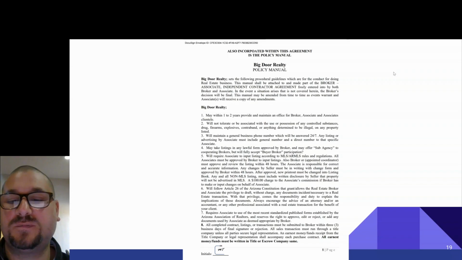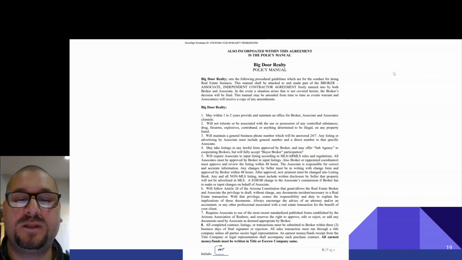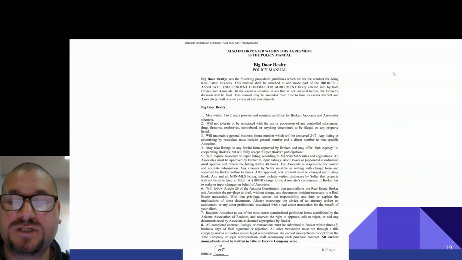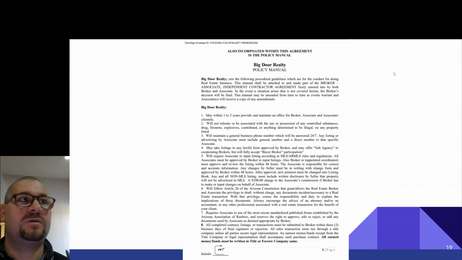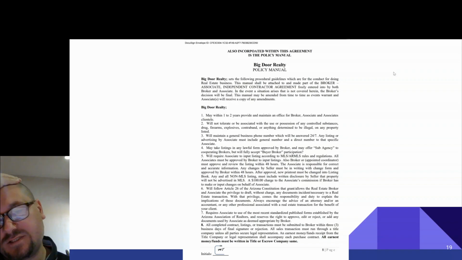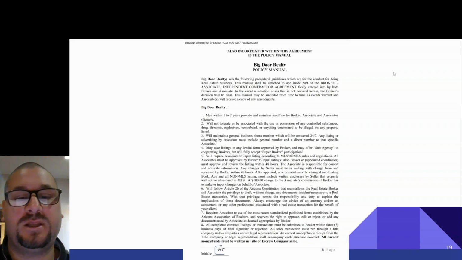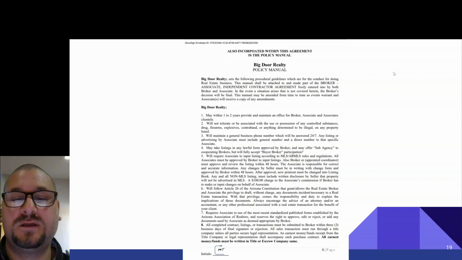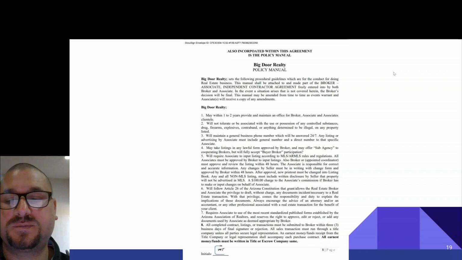All sales transactions must be run through a title company unless all parties secure legal representation. Earnest money funds receipt from the title company or legal representation shall accompany each purchase contract. So again, it's very important to get that receipt from the title company. A receipt needs to come from the title company or legal representation and shall accompany each purchase contract.